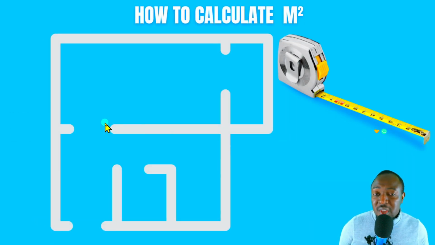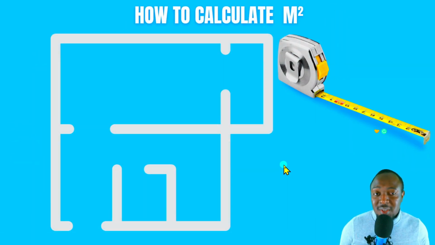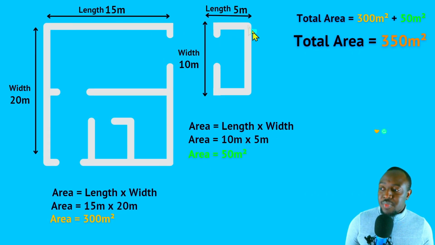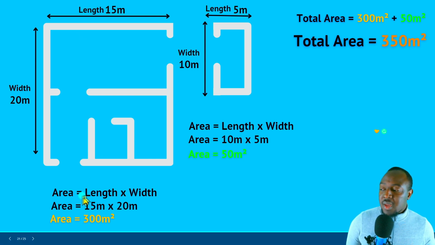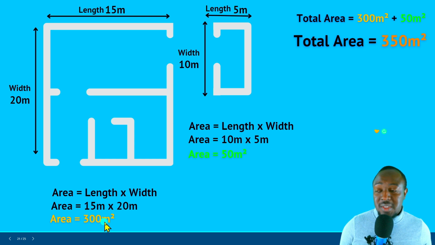The first one we looked at was a square. Easy. But not every house is a square. Some are in different shapes. So what if the area is looking like this? What you have to do is break it down into different sections. We calculate the meter square for this area, then we calculate the meter square for that area, then we add them together. Let's say the width here is 20, the length here is 15. The area, length times breadth, is 15 times 20, which is 300 meters square.